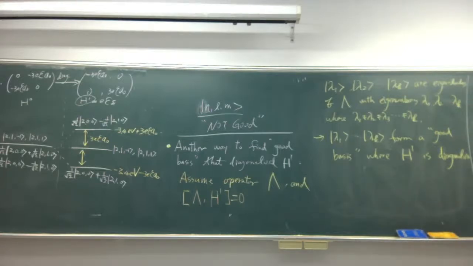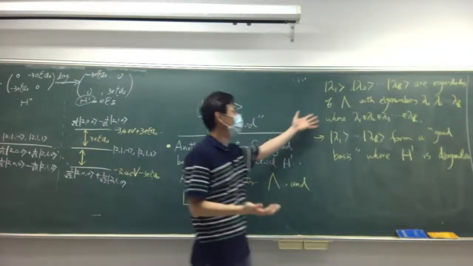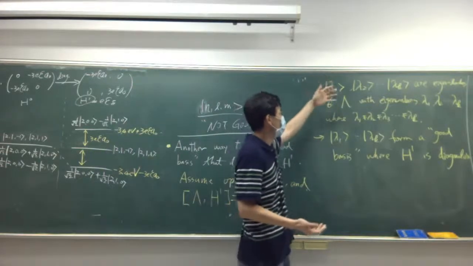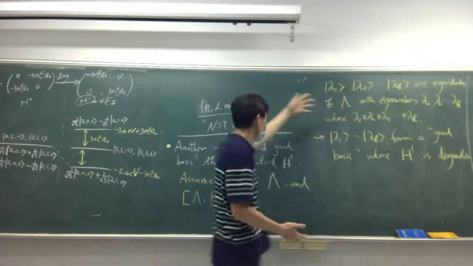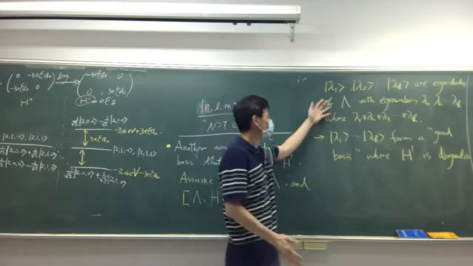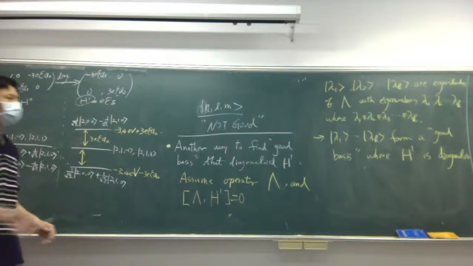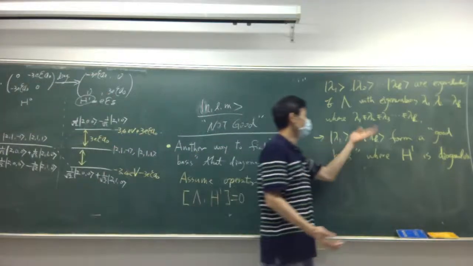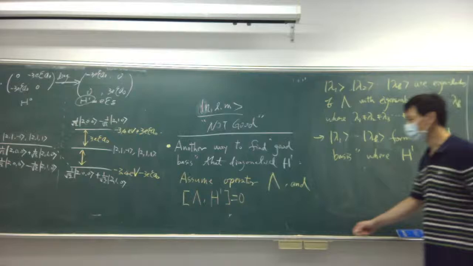So if you have another operator lambda, then you know everything. You know the eigenvalue, eigenstate, and they are not degenerate. This lambda and H1 commute. Therefore, you already find a good basis. I guarantee you that this eigenstate of lambda will diagonalize H1. And the proof is also very easy.